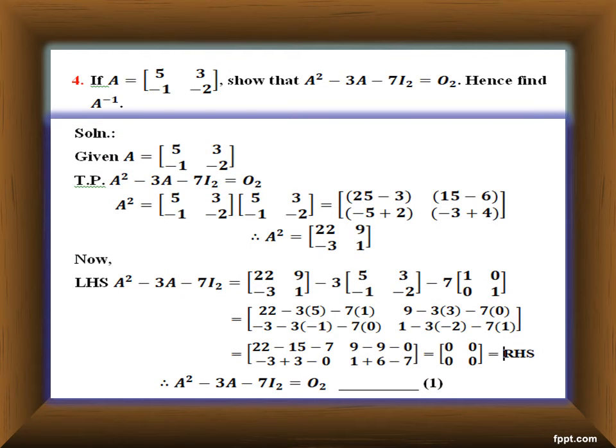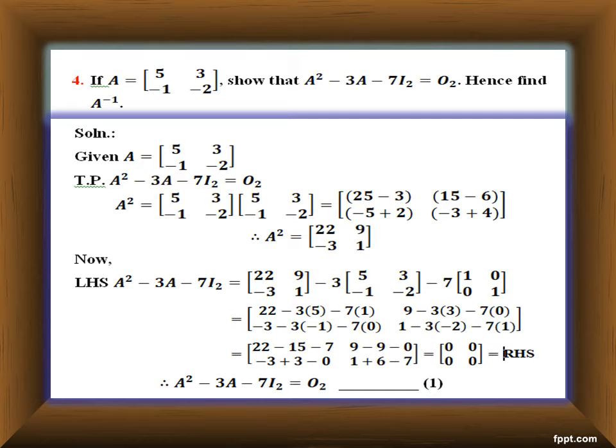Let's see the proof. Given A equals the matrix 5, 3, minus 1, minus 2, we need to prove A square minus 3A minus 7 I2 equals O2. Now for that we need to get the value of A square. Multiply A by A, and you are getting A square as 22, 9, minus 3, 1.